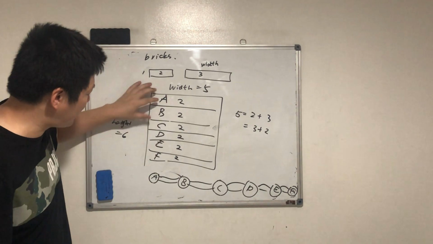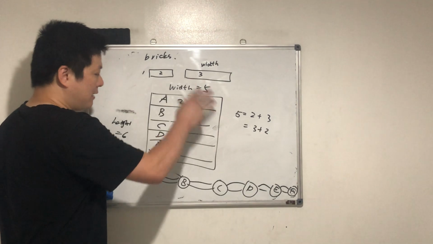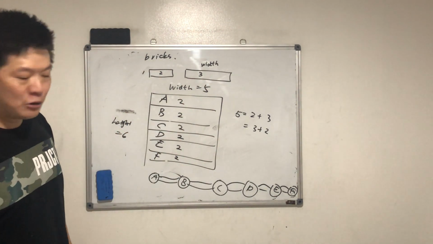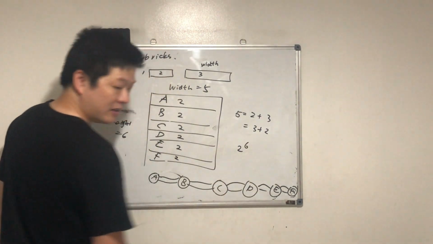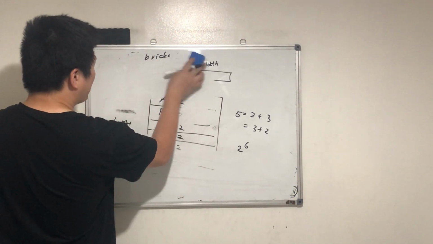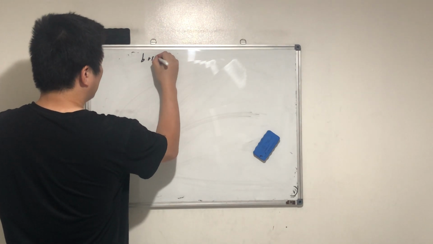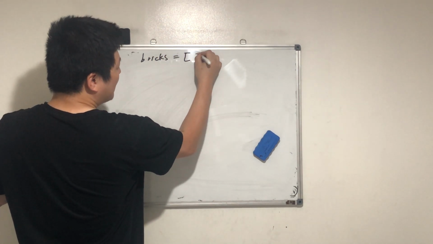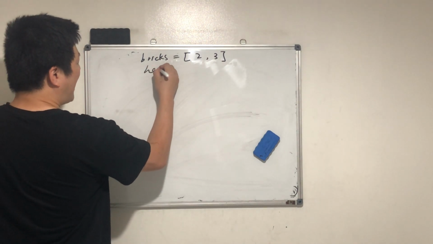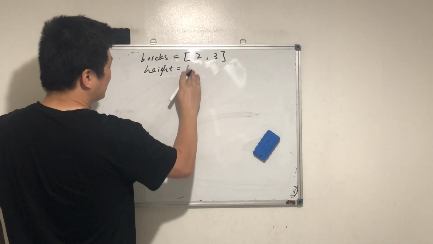And how many ways of placing all these 6 rows to fill the wall with the 2 bricks? 2 to the power of 6. Got it? Okay, so how can we do this? Given the sizes of the bricks, let's say bricks is a list of 2 and 3. And now we want the height. Let's say height equals what?